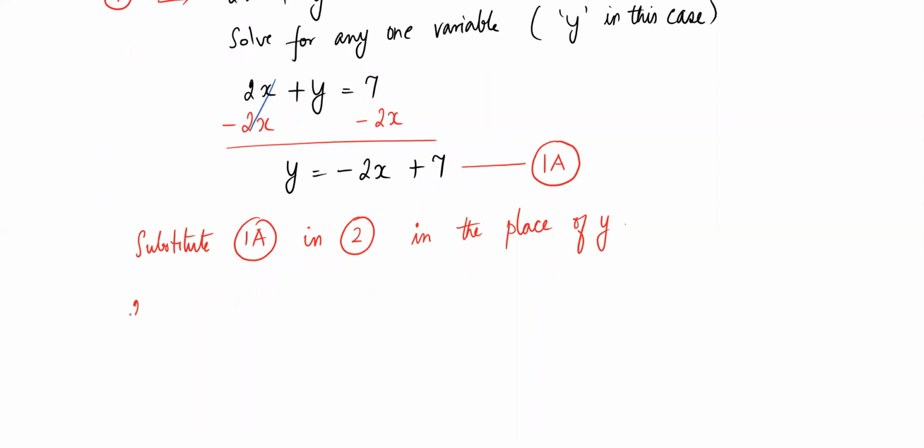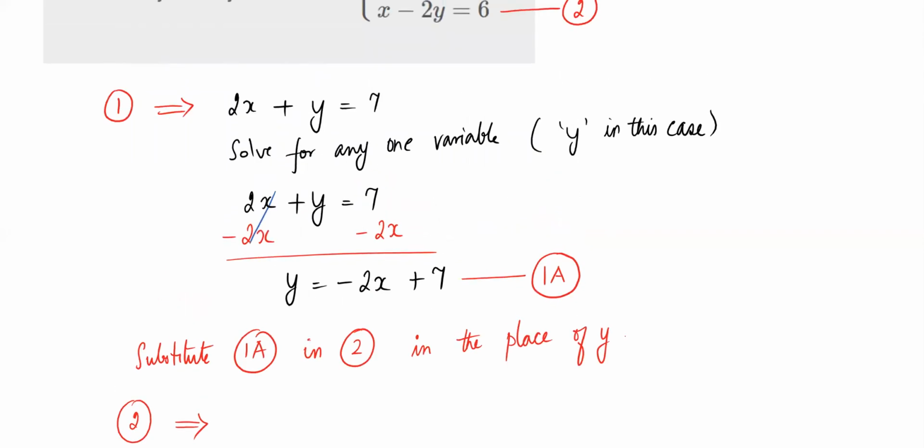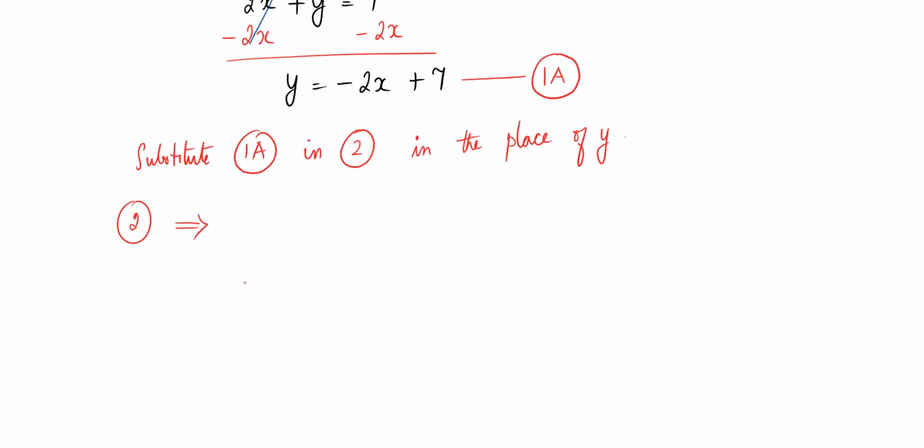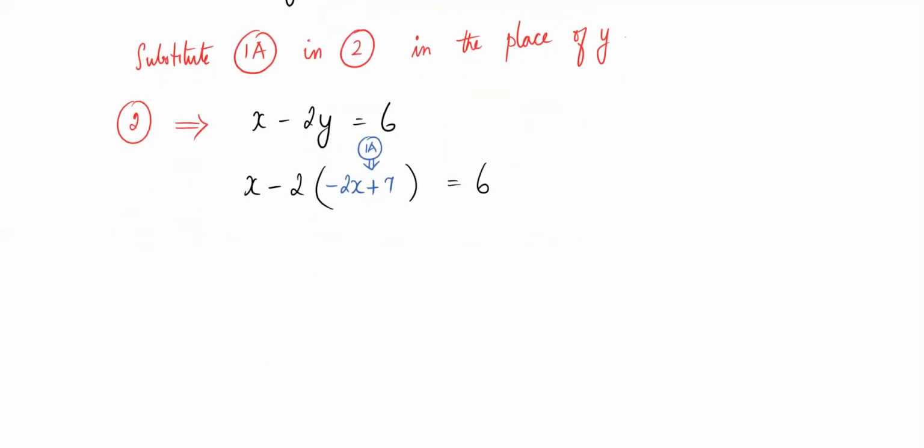Okay, let's write equation 2. Let me scroll up. X minus 2y equals 6. Okay, so x minus 2 times open parentheses for the y because that's where you're going to plug in, right? And that will be negative 2x plus 7 because that is your 1a, right? 1a is plugged in there, all right? Now distribute. Okay, x minus 2 times negative 2x plus 7 equals 6.